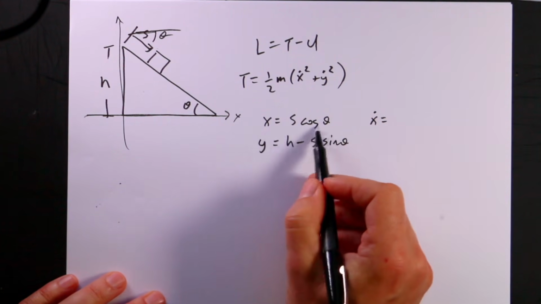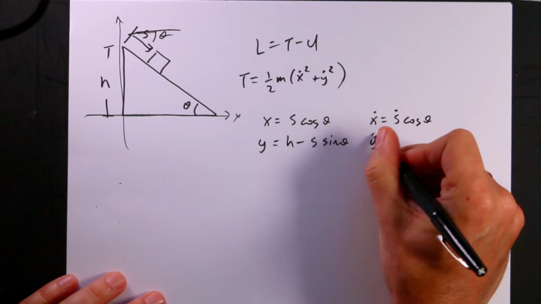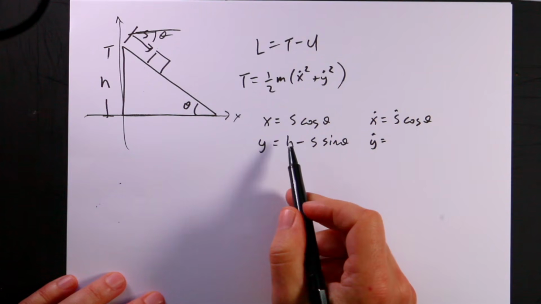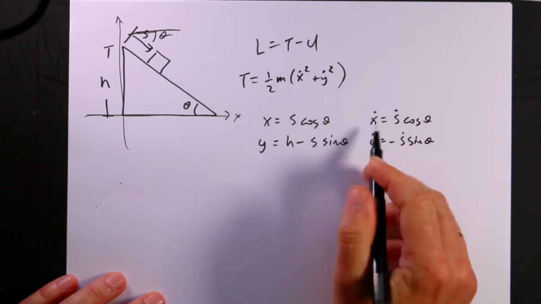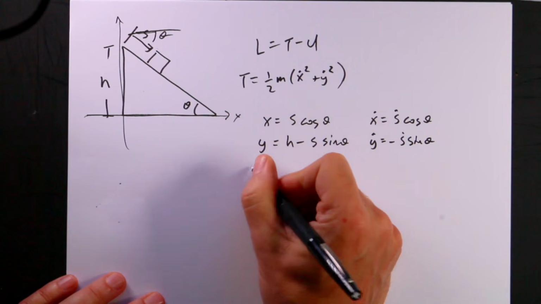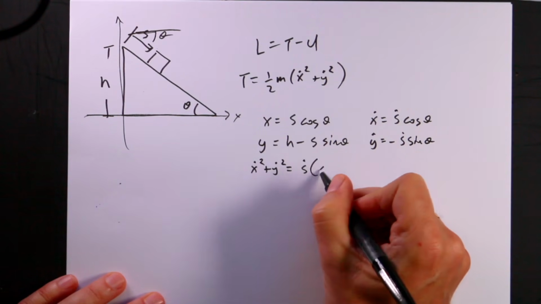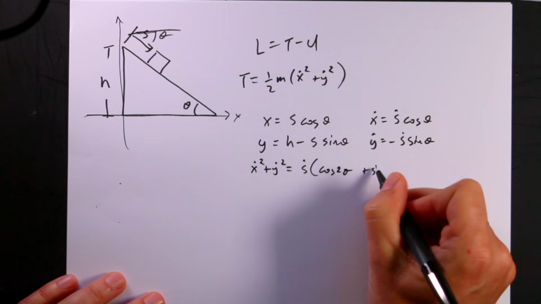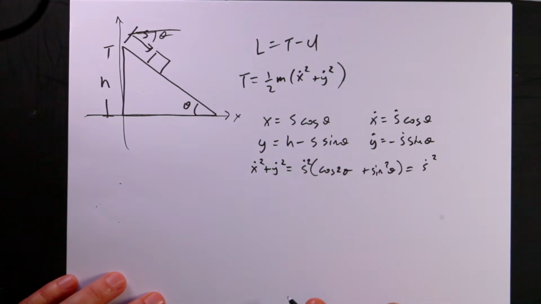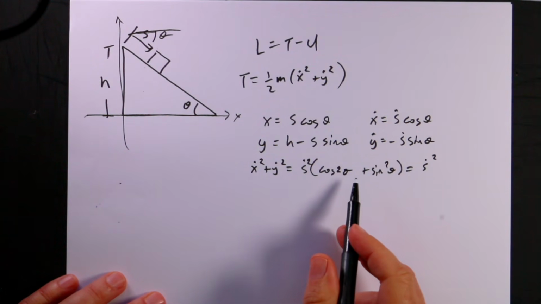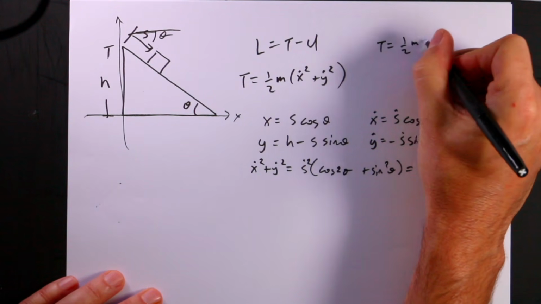Now I can get x dot. What's the derivative of this? Well, cosine theta is constant, so I get s dot cosine theta. What's the derivative of this? Y dot is going to be the derivative of h, which is constant, minus this, so I get minus s dot sine theta. Now if I square these, x dot squared plus y dot squared equals s dot squared times (cosine squared theta plus sine squared theta), which equals s dot squared, because cosine squared plus sine squared is 1. So the kinetic energy, as we thought, T is 1/2 m s dot squared.